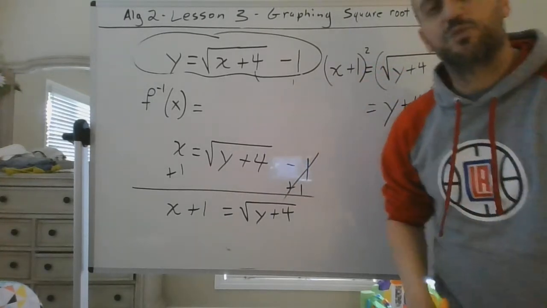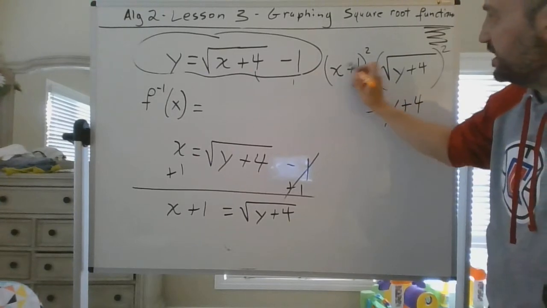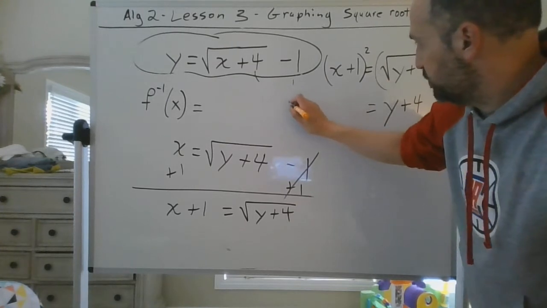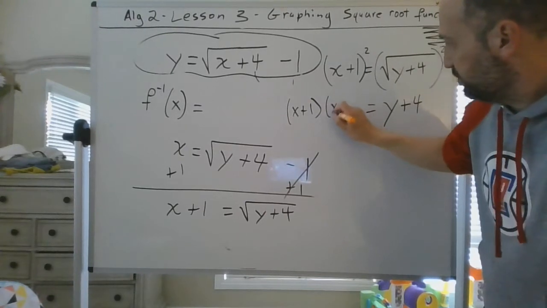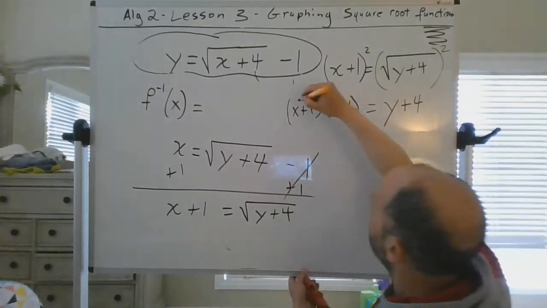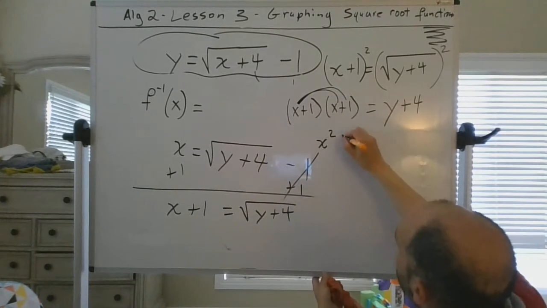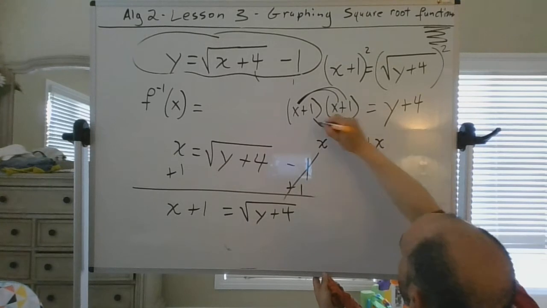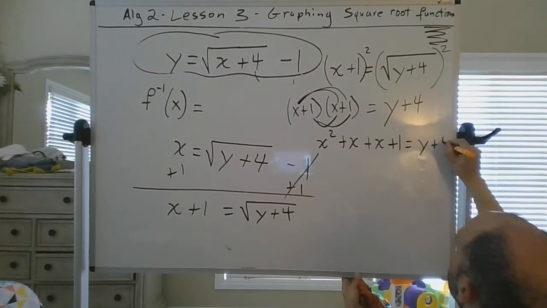But first and foremost, I have to do x plus 1 squared. Do not say, oh, that's just x squared plus 1 squared. No, it's not. Remember, x plus 1 squared means x plus 1 times itself: x plus 1 times x plus 1. I'm actually going to do that for you real quick. x times x is x squared. x times 1 is 1x. 1 times x is 1x, or just x. 1 times 1 is 1, equals y plus 4.